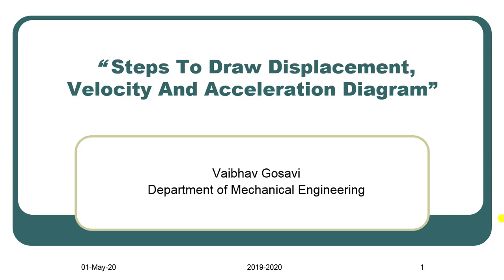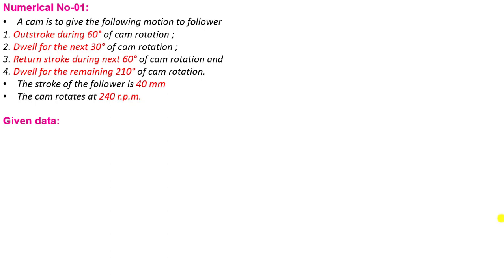Welcome to Module 5, Lecture 5 on steps to draw displacement, velocity and acceleration diagram. This data will be used to draw the displacement, velocity and acceleration diagram for various motions of the follower. A cam is to give the following motion to follower.